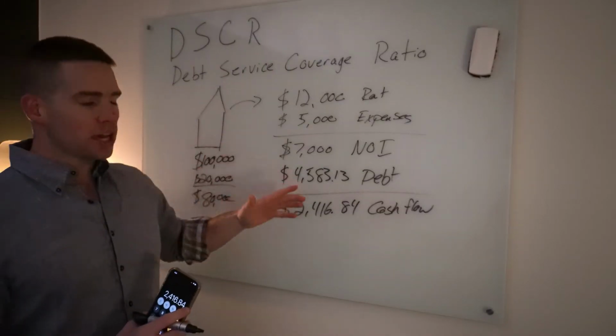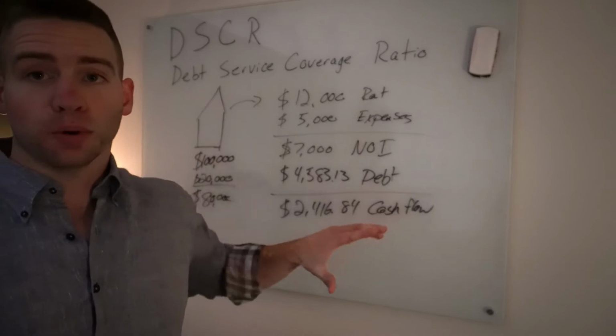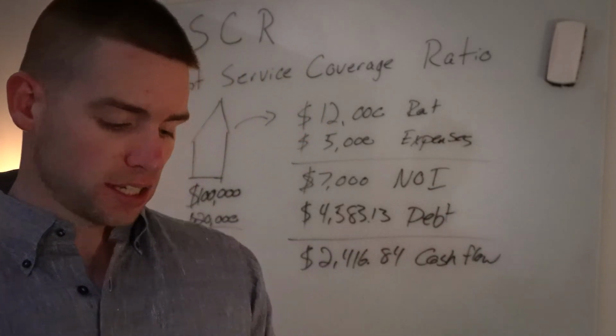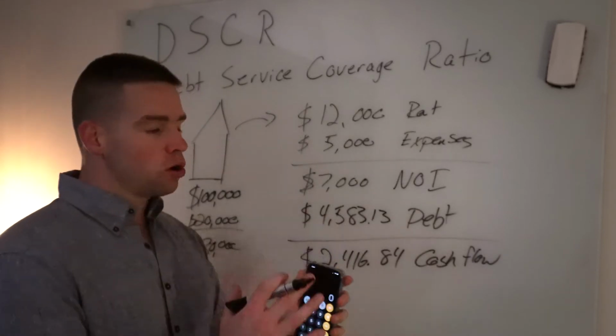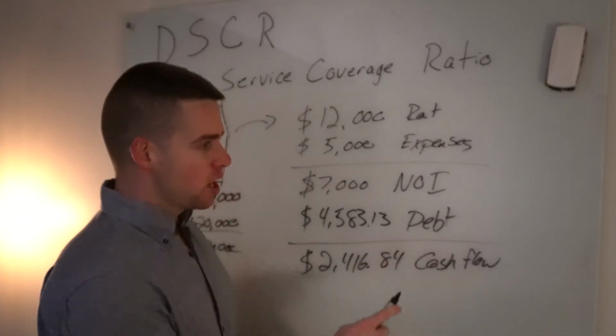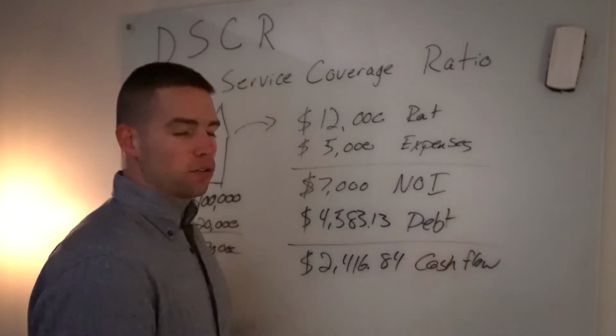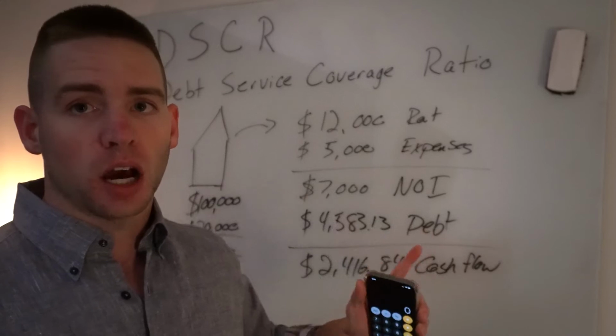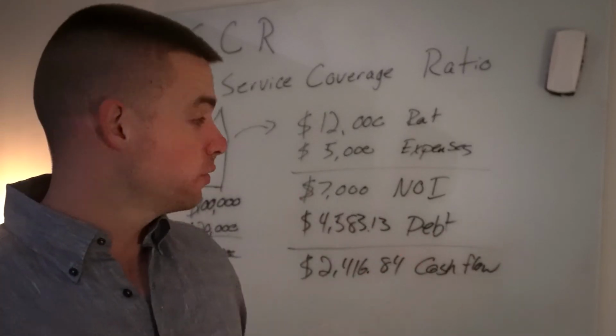Now, let me ask you a question. What in this example is your debt service coverage ratio? Do you know it? Let's calculate it together. So what we're going to do, the goal of debt service coverage ratio is to say how many times does my NOI cover my debt? I'll say that again. How many times does my NOI cover my debt payments in one full year?